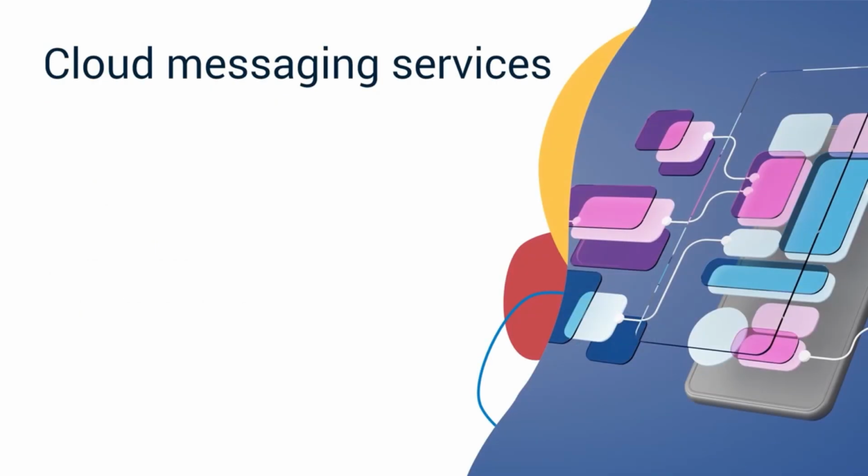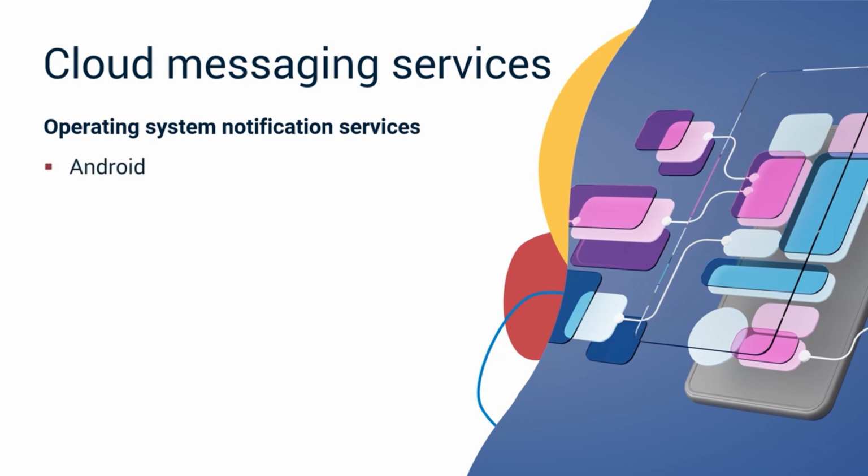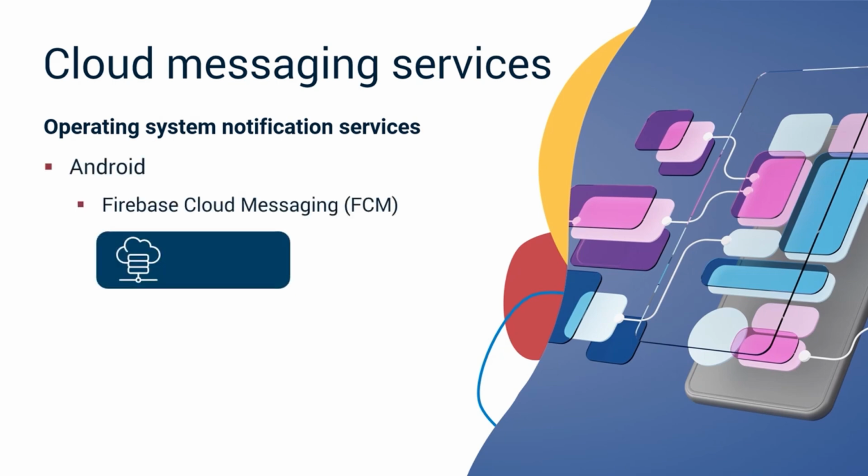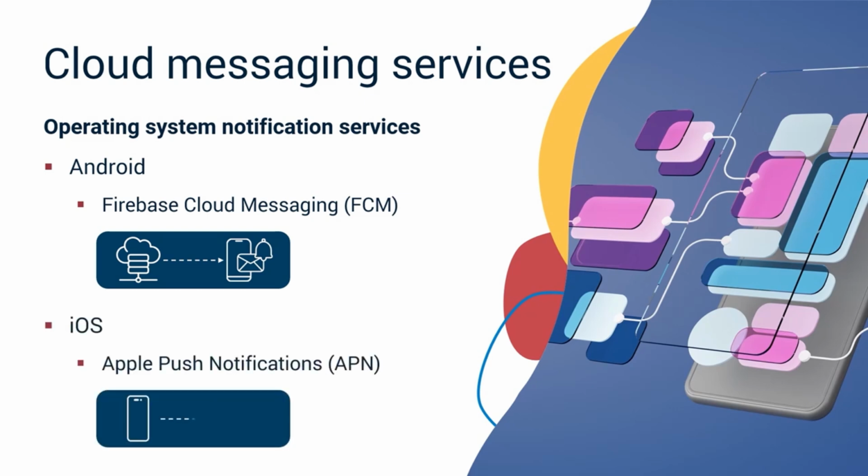Operating systems provide push notification services for app development. For Android, you can use Google's Firebase Cloud Messaging (FCM) to send push notifications from servers to users' devices using FCM APIs. For iPhones, you can use the Apple Push Notification service (APNs). Similar to FCM, APNs allow you to send messages from a server.